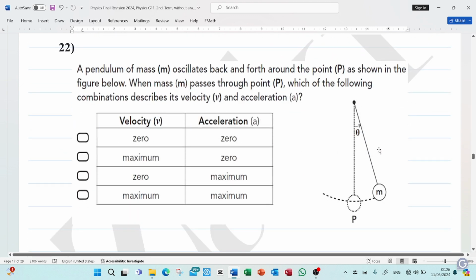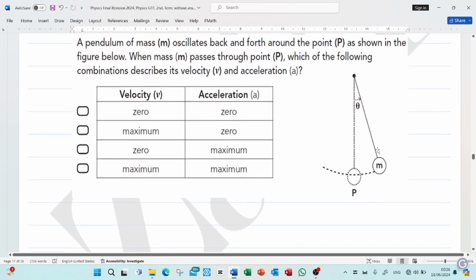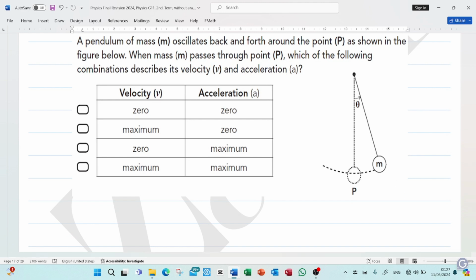Now, pendulum of mass. Remember here, we have two important positions. This is the maximum position and this is the center. At the maximum position, the displacement is maximum, but also the acceleration is maximum because it's proportional to displacement, but the velocity is zero. At the center, the velocity is maximum, but the acceleration equals zero and the displacement equals zero. Then the correct answer of this one is here.